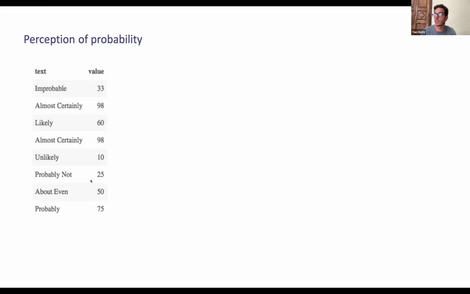So for instance, almost certainly has the number 98 and another time 98. So basically the idea here is that they asked people in the street, if I tell you likely, what does it mean for you in terms of probability? Is it more like 0% probability or 100% probability? And people answer. And so for the same word, we have several answers. So same question here. What could you do with it?